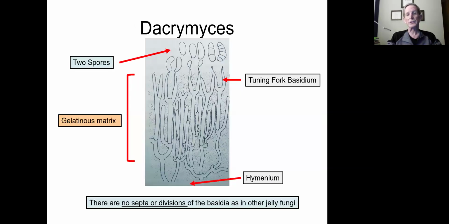So here's the Dacrymyces, the one that didn't have any septa. And you can see it's called the tuning fork basidium. Again, here's the gelatinous matrix. Here's the hymenium. So, they only produce two spores, but they're jelly fungi. So there's obviously some other mechanism, a different history, that uses the gelatin method to protect the hymenium and keep the water close to the spores, where they are then able to use that, probably the same mechanism. I don't think anybody's done any work on that.